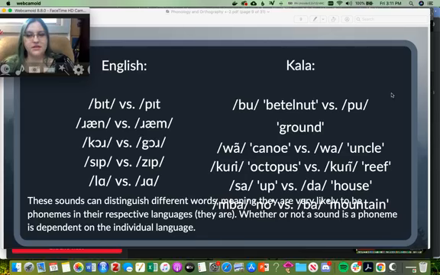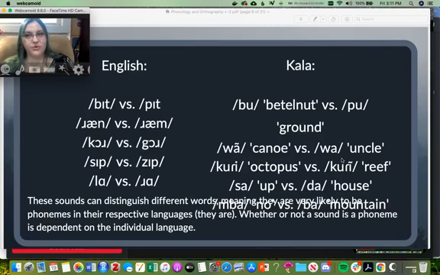Kala is also a language that contrasts nasalized vowels. A nasalized vowel is something like ã as opposed to a, where a little bit of the air is released through the nasal passage. So if you say this word wã in Kala, it means canoe, because you use a nasalized vowel, which is what the little tilde above the vowel indicates. But if you say a plain vowel, wa, it means uncle.